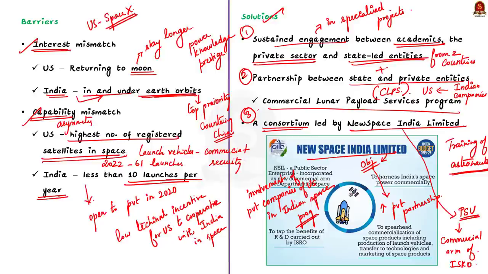Now, before concluding, the author is saying that these arrangements could accelerate India's human space flight program. And this will also give the US an opportunity to accommodate Indian interests in Earth orbits. Now, that's all for this editorial discussion.